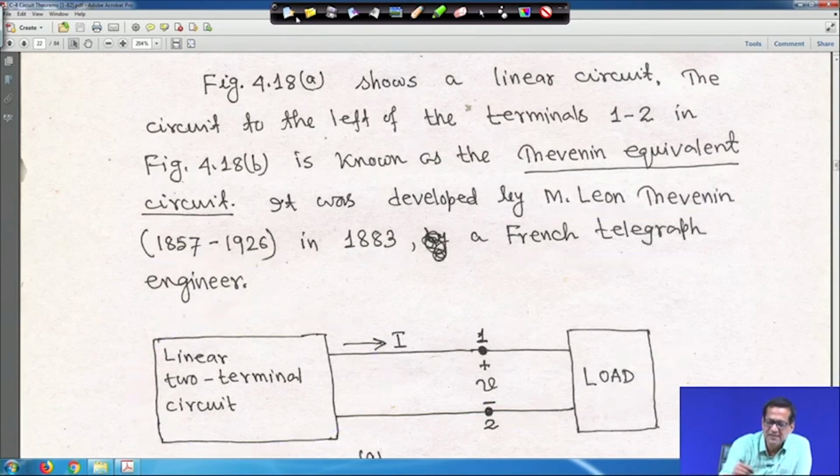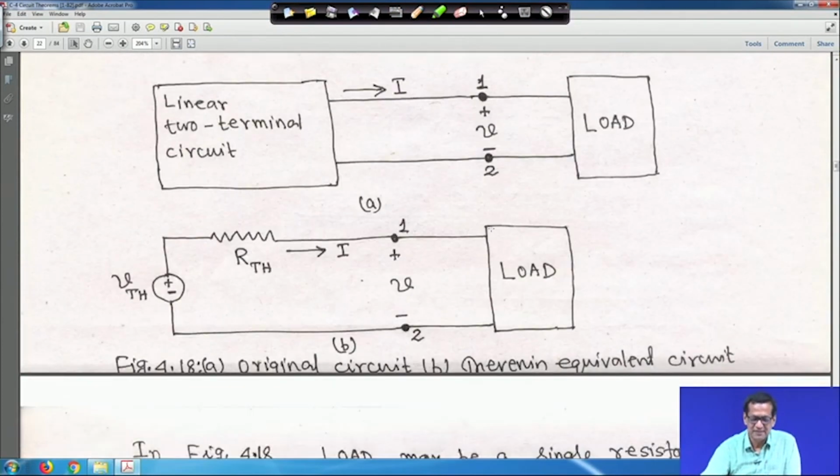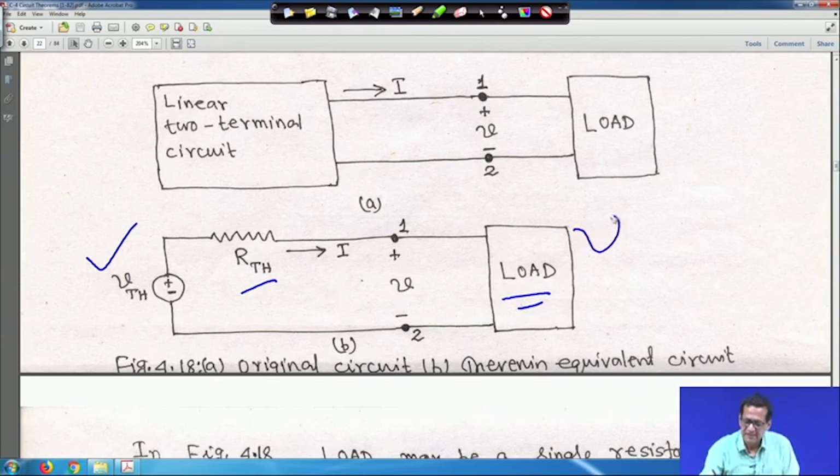Let me make it clear. Its Thevenin equivalent consists of this voltage, V Thevenin, and R Thevenin. You connect the load resistance in series with them. V Thevenin is sometimes called the open circuit voltage, VOC, as we will see later.